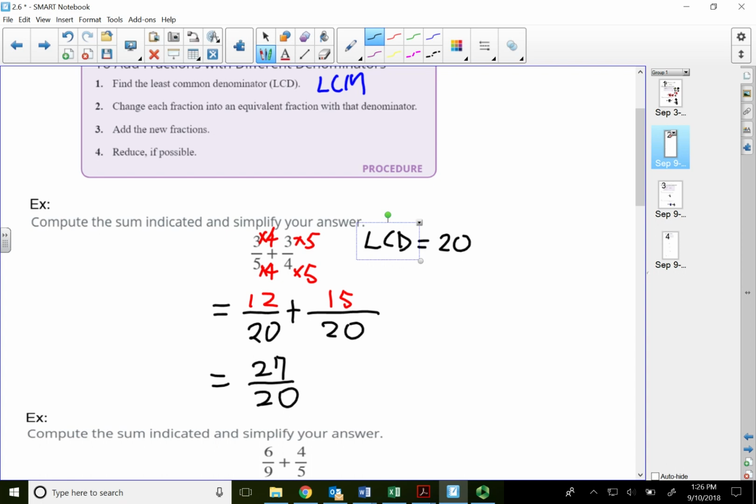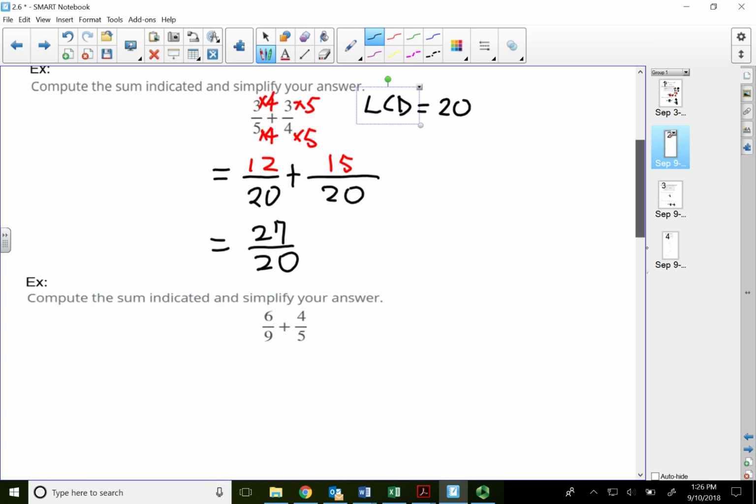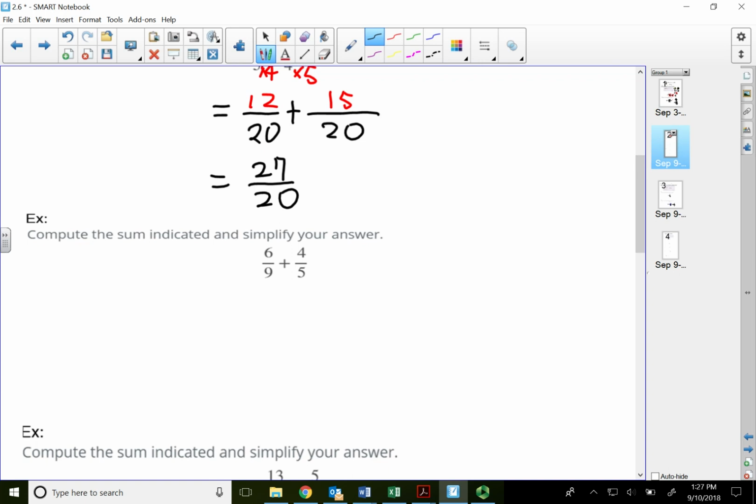And this cannot be reduced, because 27 uses 3 and 9 to reduce, which cannot go into 20. So that can be my answer. If you want to take a step further, you can convert it into a mixed number, but the problem is not asking you to do that. So I'm just going to leave it as 27 over 20.